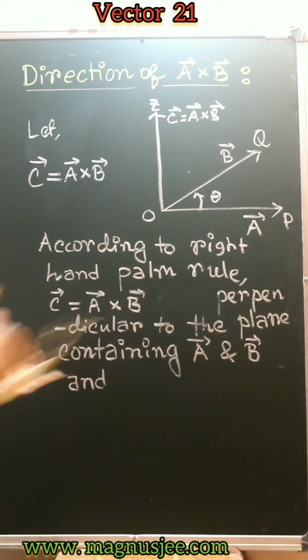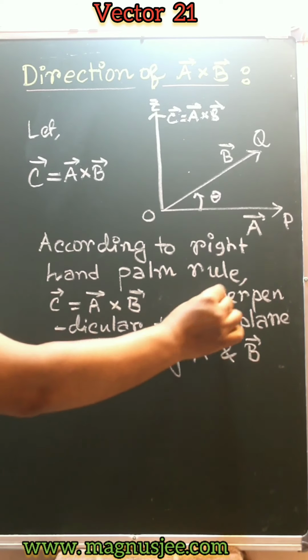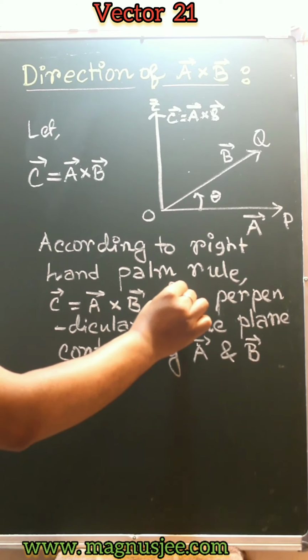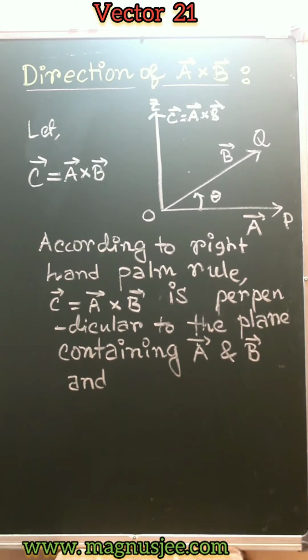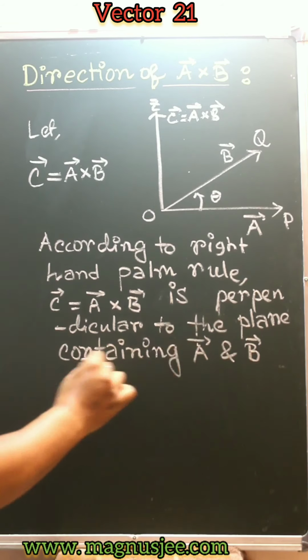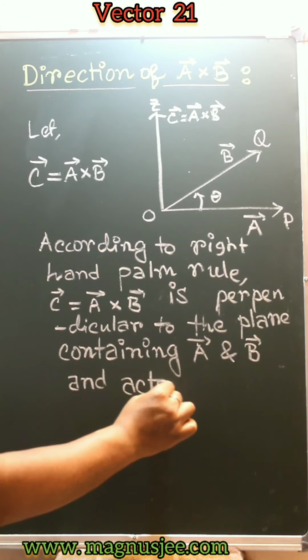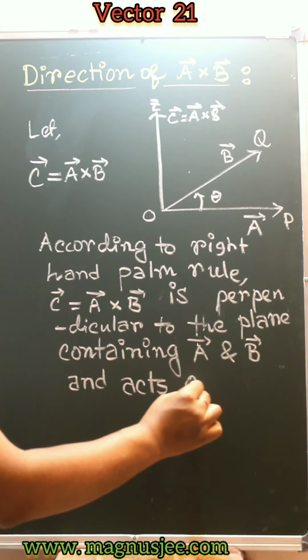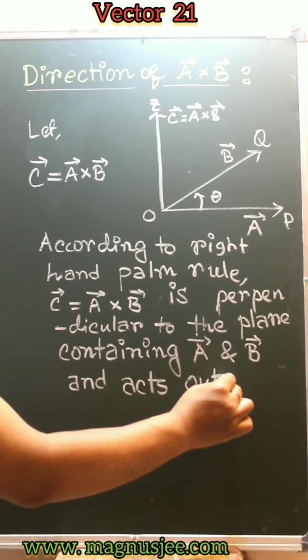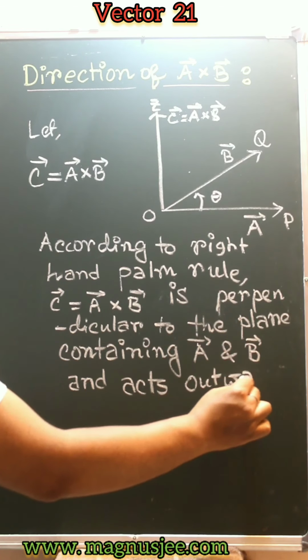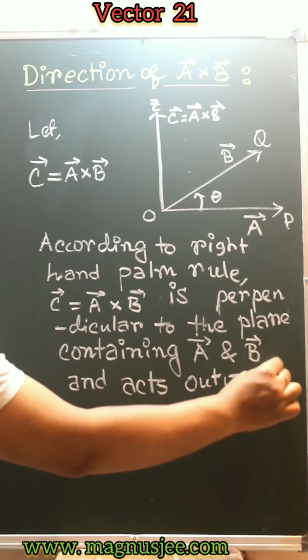In this case, we can erase this word, and here we have to write is, that means vector C equals vector A cross B is perpendicular to the plane containing vector A and vector B and acts outwards with respect to that plane containing vector A and vector B. Acts outwards.